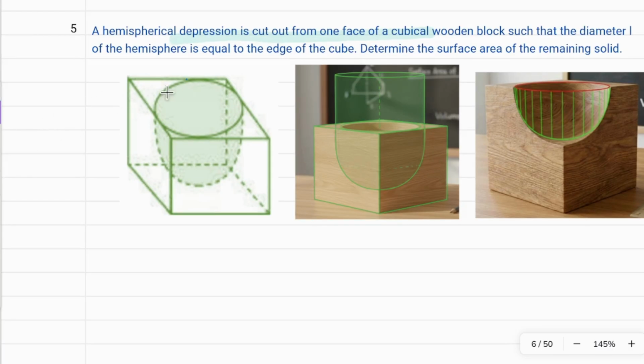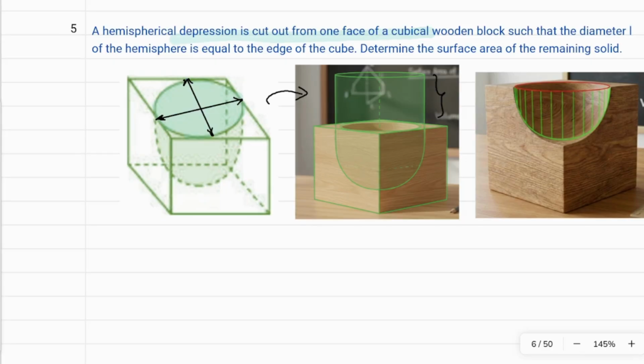So here, if you are observing, this is the circular base of the hemisphere, right? And they tell us that if I'm drawing the diameter in this way, it touches the edges of the cube, right? So from the second figure it is very clear that the entire figure is like a hemisphere, as if we have grooved a hemisphere inside a wooden block. So inside the wooden block there is a hemispherical groove.